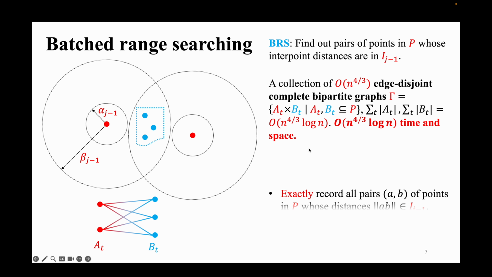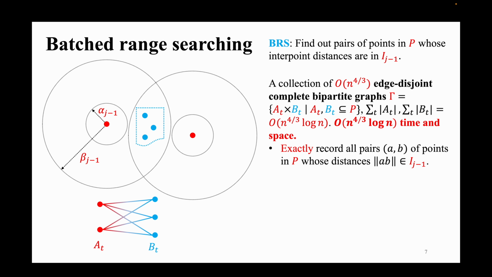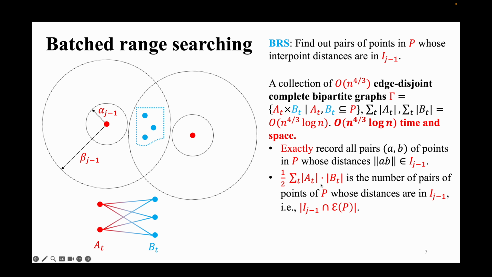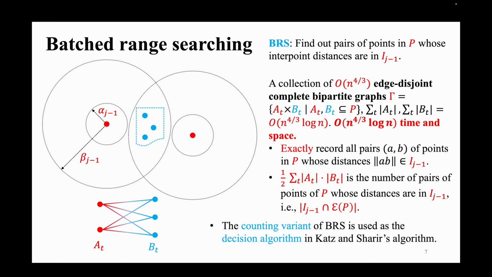One important property of gamma is that it exactly records all pairs AB in set P whose interpoint distances are within a specific range ij minus 1. And this value will be the number of pairs of points in P whose distances are in the specific range ij minus 1. And the counting variant of BRS is used as the decision algorithm in Katz and Sharir's algorithm.